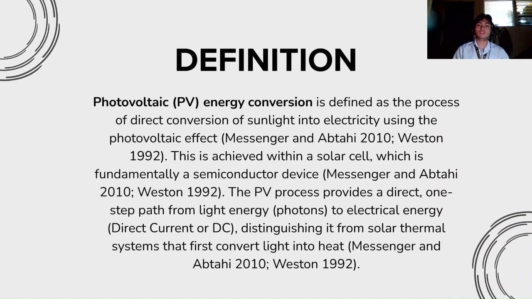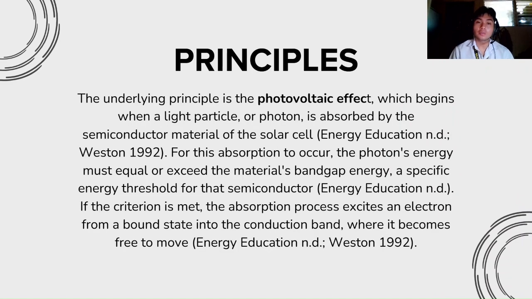That is the electricity. Then the underlying principle is the photovoltaic effect, which begins when a light particle, or photon, is absorbed by the semiconductor material of the solar cell. For this absorption to occur, the photon's energy must equal or exceed the material's bandgap energy, a specific energy threshold for the semiconductor. If the criterion is met, the absorption process excites an electron from the bound state into the conduction band, where it becomes free to move.